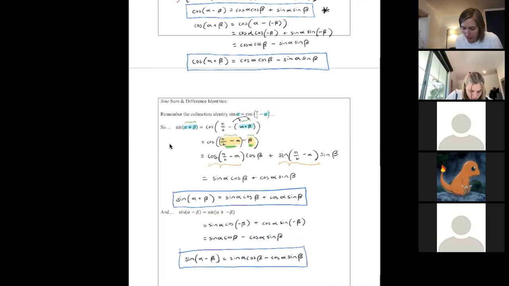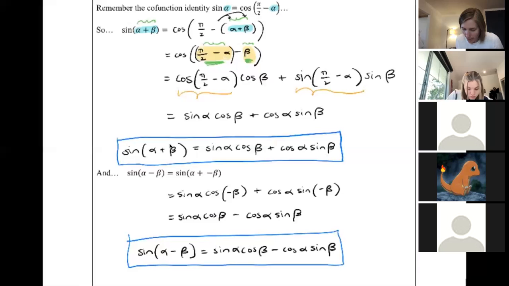Could you zoom in a bit? I zoomed out. Okay, thank you.